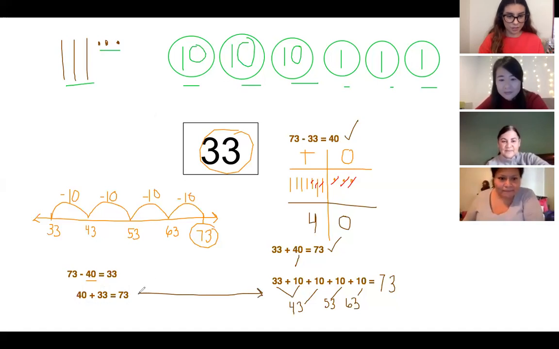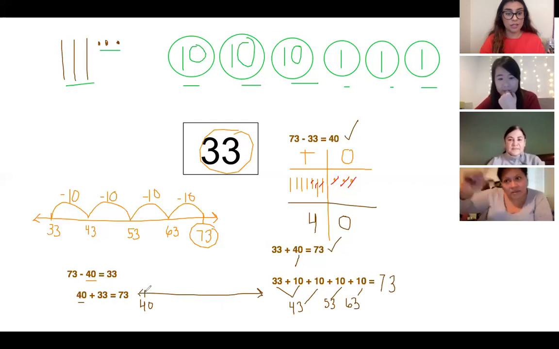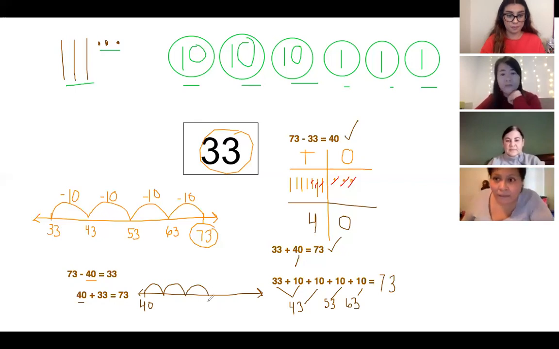Okay, let's see. So what number would we start with, Ms. Rosales? 40. 40, beautiful. It's our first number. We always want to start with the first number we have in our number sentence. So 40, and then what would I do? Jump 3 hops of 10. 10, 20, 30, and then 3 single hops. 1, 2, 3. And then now we can do the answers below.